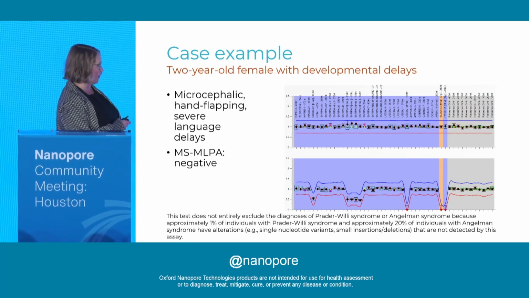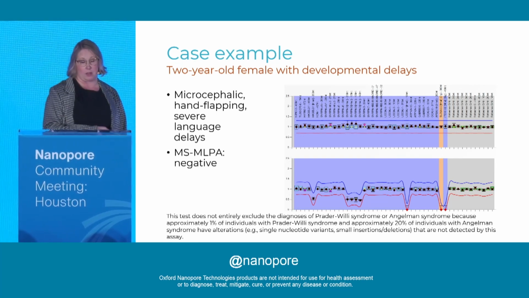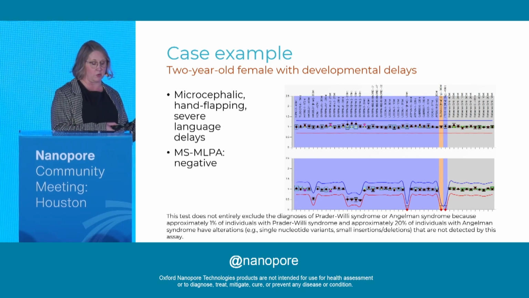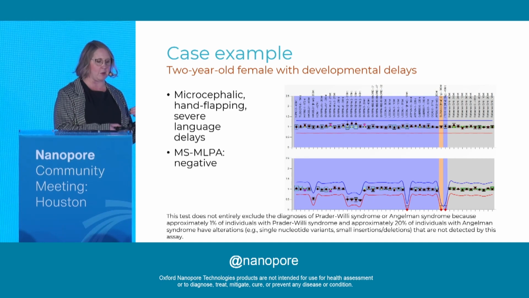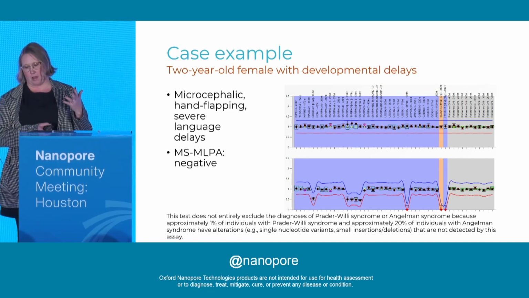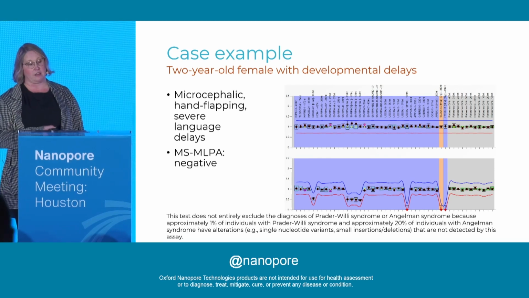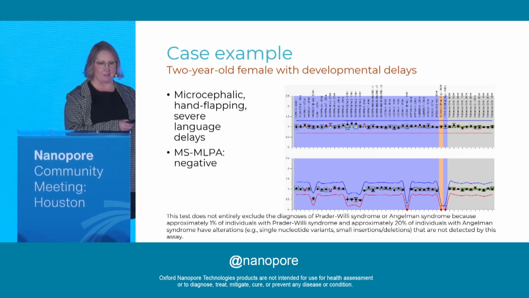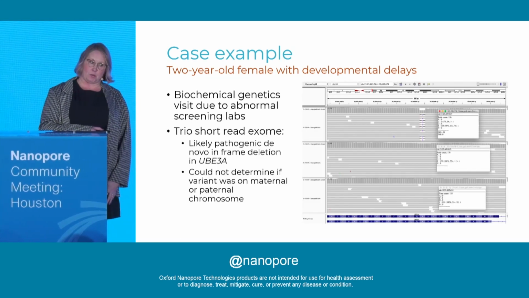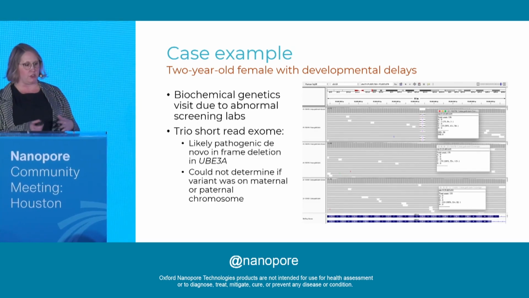It's negative. So we have a normal copy state, normal methylation pattern. We sign it out with this disclaimer that this test is pretty good at picking up cases of Prader Willi syndrome, but about 20% of individuals with Angelman syndrome will have alterations that we can't detect. But it gets signed out. The top line of this report says negative. A few months later, she has some additional testing.